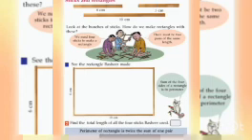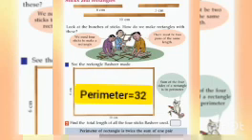When we add all the sides, we get 32. 6 plus 10 plus 6 plus 10 is 32 centimeter. That is the perimeter of the rectangle. The sum of the 4 sides of a rectangle is its perimeter. The perimeter of a rectangle is twice the sum of one pair of horizontal and vertical sides. If we add 6 plus 10, that is 16. 16 twice, 16 into 2, is 32. That's how we can also find the perimeter of a rectangle.